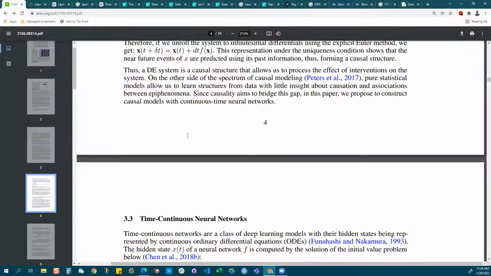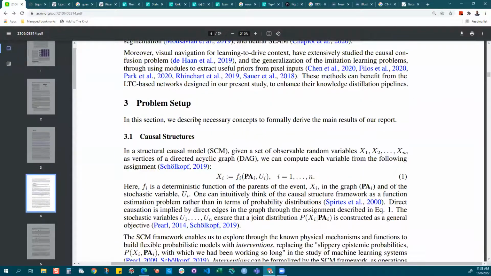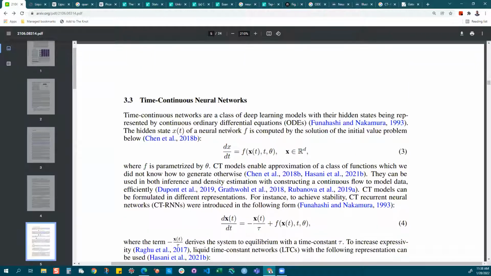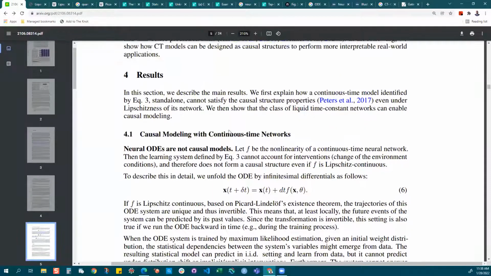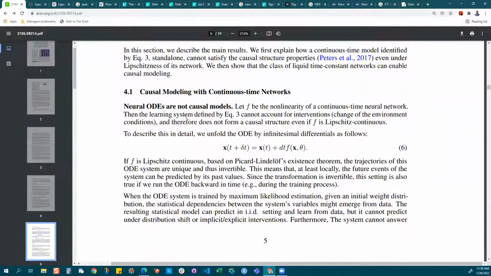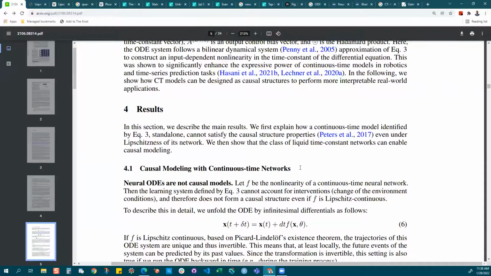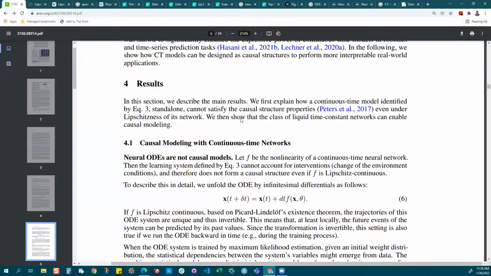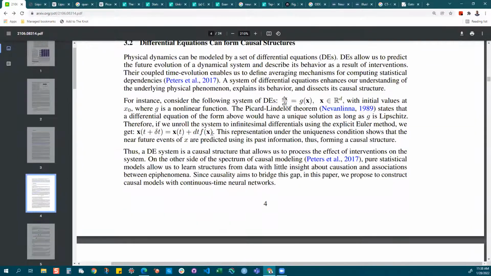Just to recap, they talk about causal structures, differential equations, and time continuous neural networks. Then they talk about the results, how they use these three concepts to come up with a new theory and a new idea to establish causality and causal modeling. And what they start with is an equation very similar to what they established above over here.